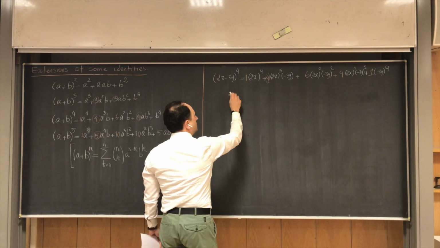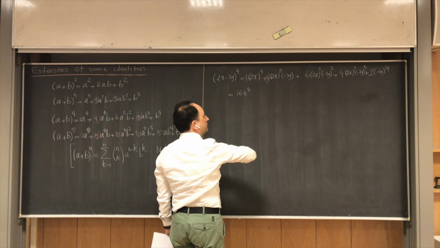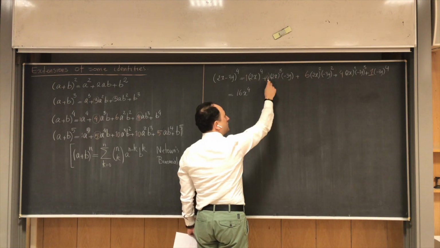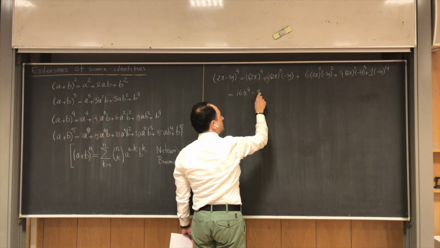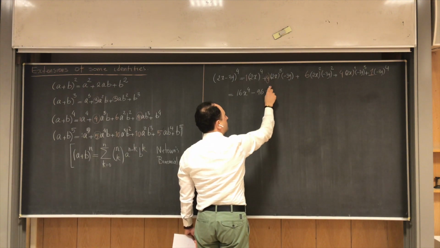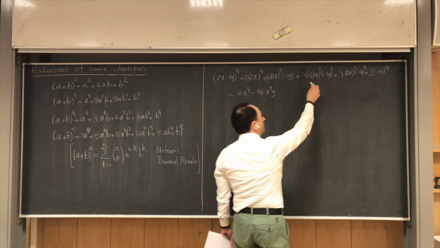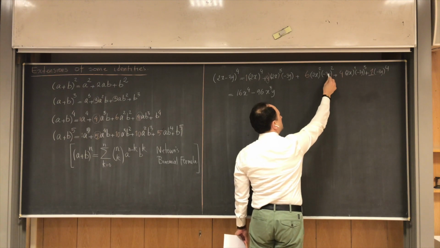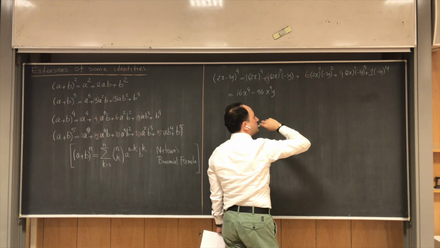So I can write 2 to the 4 is 16x to the 4. That's the first step. 2 to the 3 is 8, times 4 is 32, times minus 3 is minus 96, x to the 3 y. Okay, here, what do I have? 2 to the 2 is 4. And then this becomes how much? Positive 9. It becomes 36.